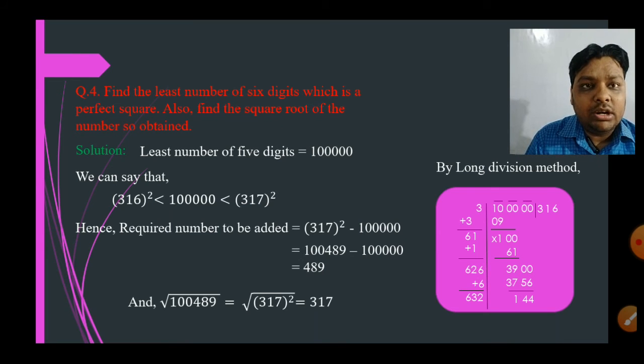We had to find two answers at first. First, find the least number of 6 digits which is a perfect square. It means 100489 is the least number of 6 digits which is a perfect square, and the square root of that number is 317. Okay students, so I hope that you all have understood.